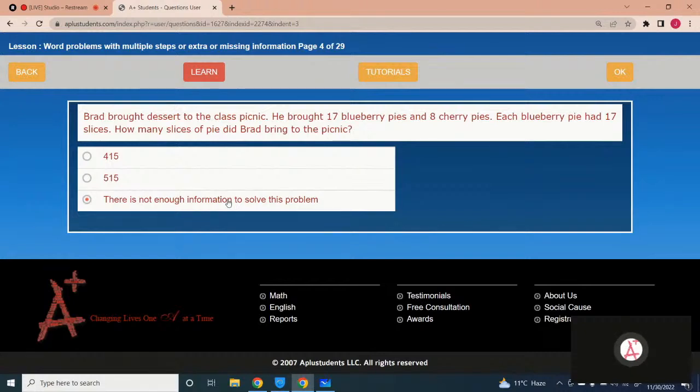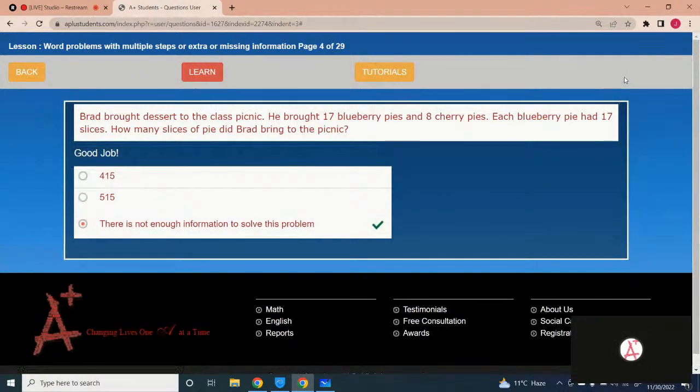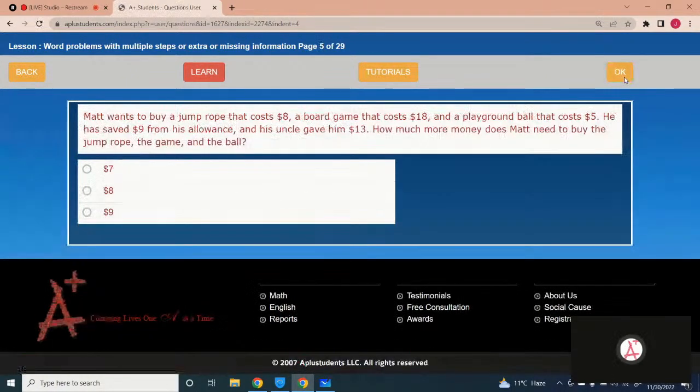So the correct option is there is not enough information to solve the problem. So just select the correct option and then click on the OK button. Got it?